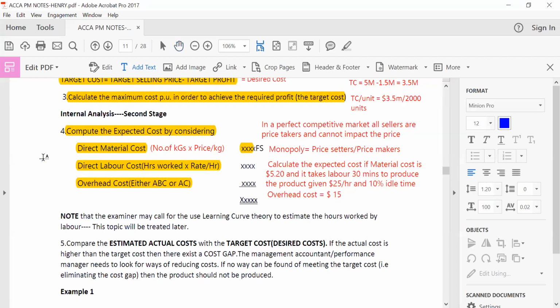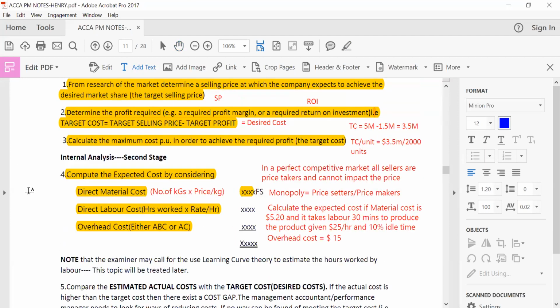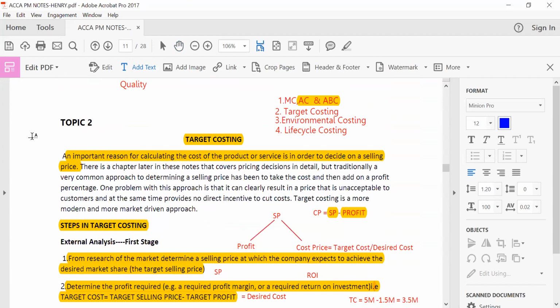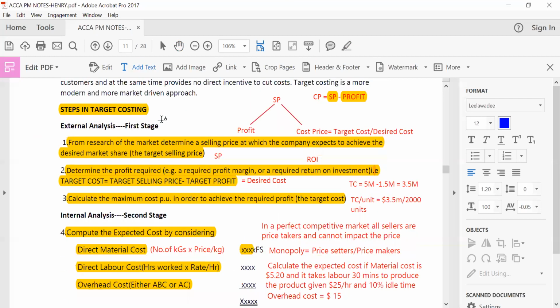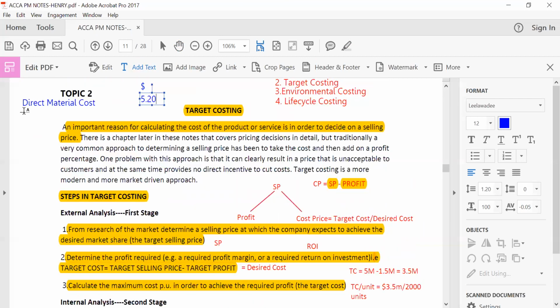So how do you estimate the direct material cost? The direct material cost has already been given to me. Let me just indicate dollars here. What was the value? 5.20, per unit. So there's no need for me to do any calculation. So $5.2. And what is the direct labor cost?